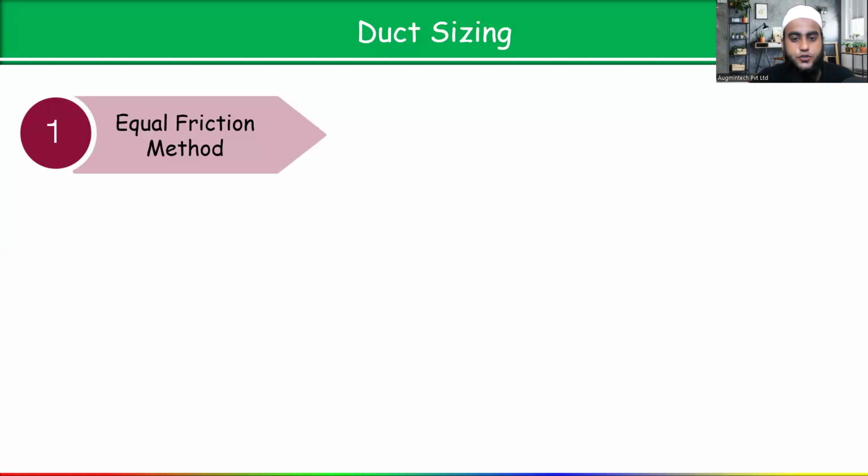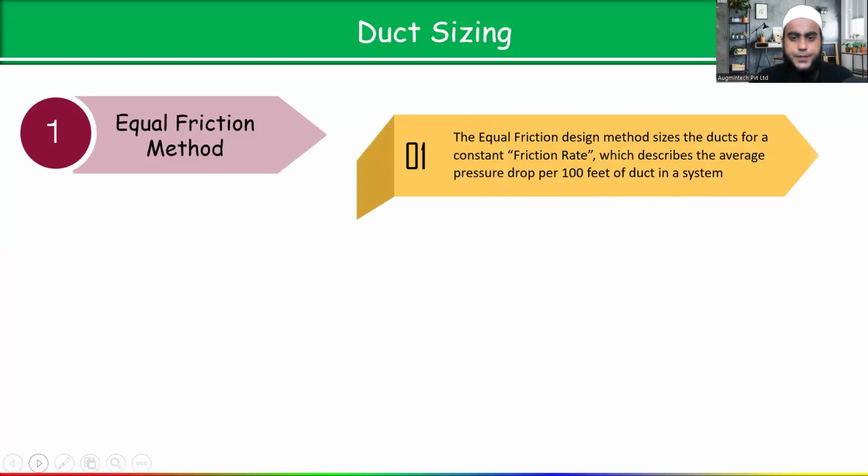Yeah, someone is telling me to maintain friction through the duct. Okay. Someone is telling 0.08. No, I'm not talking about how much friction head loss we have to maintain. Here I'm asking, what is the equal friction method? Simple. So no problem. Let's see.